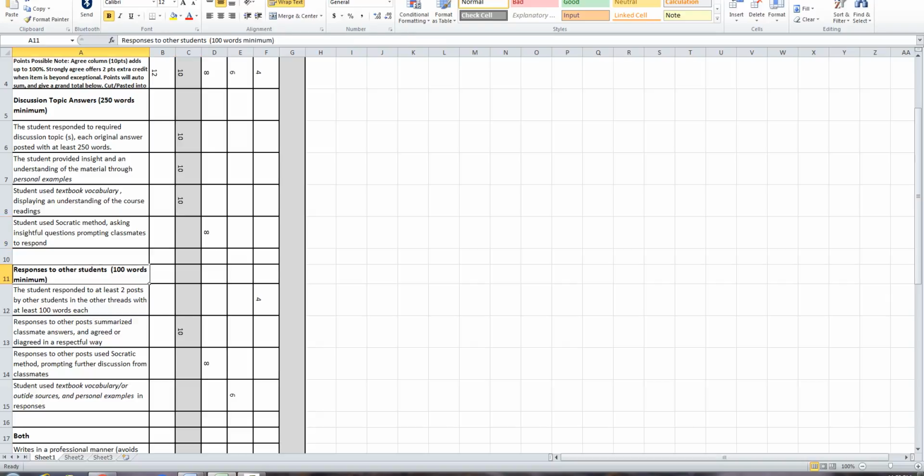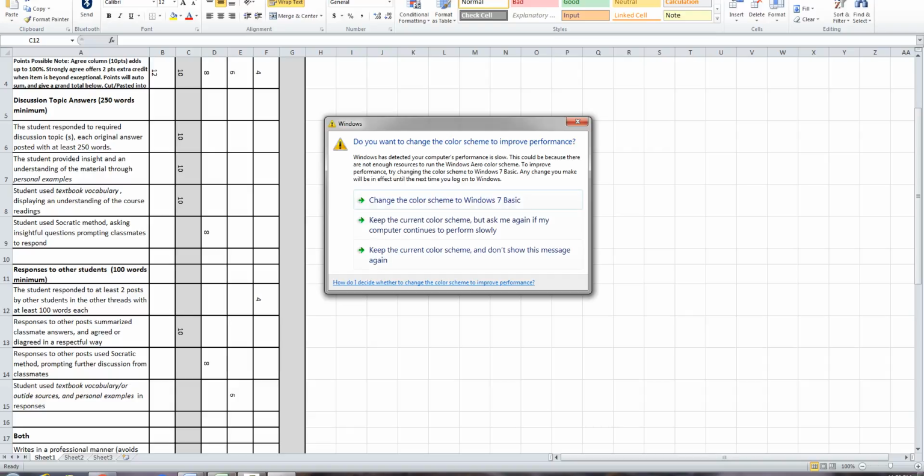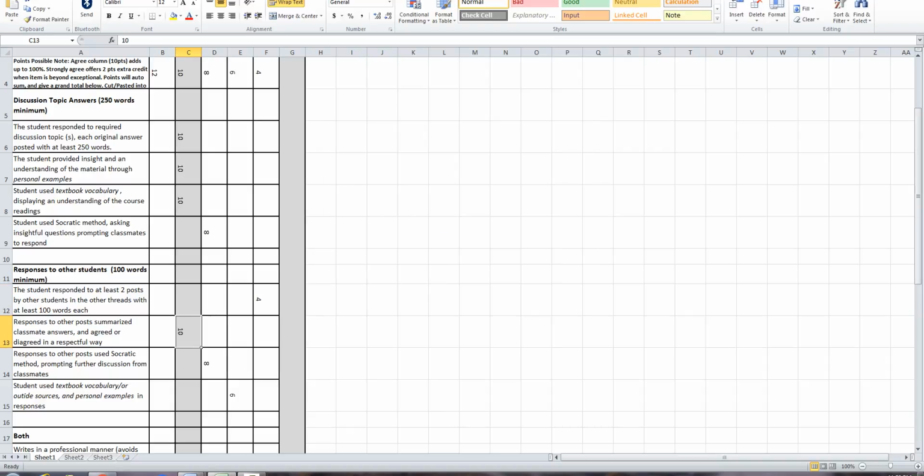Now the responses to your classmates need to be at least 100 words each, and you just need to post 2 posts, okay? So the student responded to at least 2 posts by other students in the threads with at least 100 words each, in your same group, right? A through M, for example, for me, because I'm in A through M.